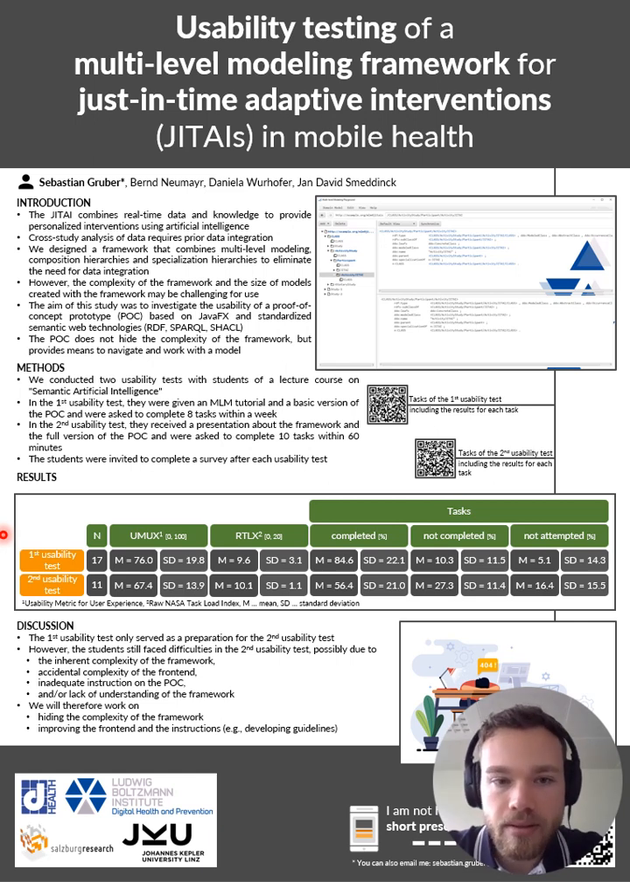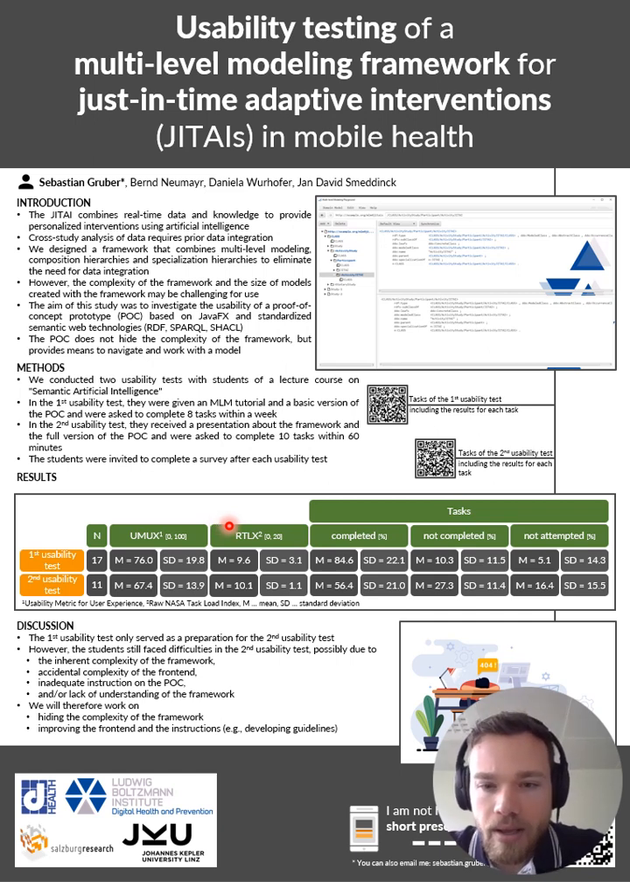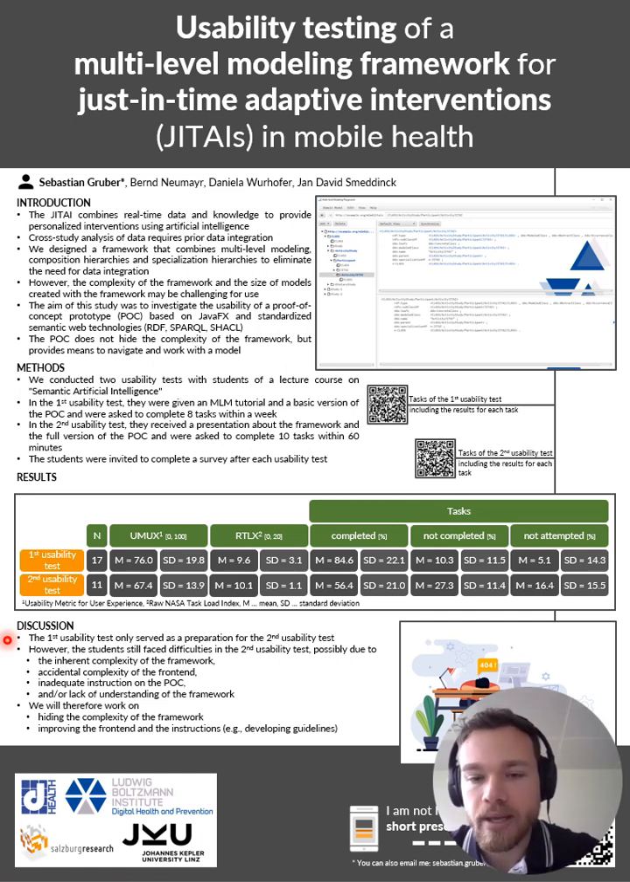After each usability test, we invited the students to complete a survey in which we asked the items of the usability metric for user experience and the items of the raw NASA task load index. We also asked them to provide their solutions so we can assess how many tasks they completed successfully, how many they did not complete, and how many they did not even attempt. Just a reminder that the first usability test served only as a preparation for the second usability test, so you cannot compare them at all.